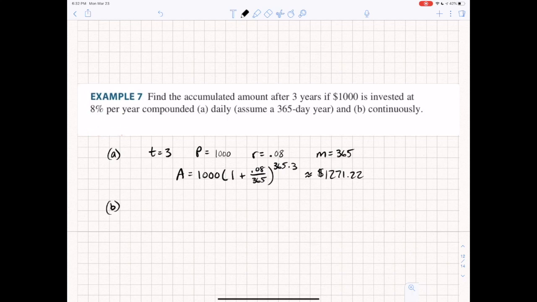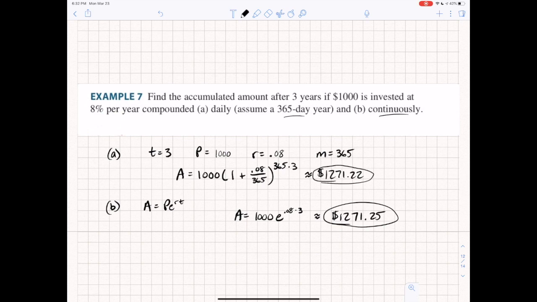Now in part B, it's going to ask me to compound it continuously. So I'm going to use my A is equal to P e to the rt formula. So A would be 1,000 e to the 0.08 times 3. And when I do this in a calculator, I would get my final amount as 1271.25. In other words, notice that compounding continuously versus compounding daily is very, very similar in terms of our answers, because already we're doing it every day of the year. And even if we were to go to every hour or every second, there's not much of a difference.